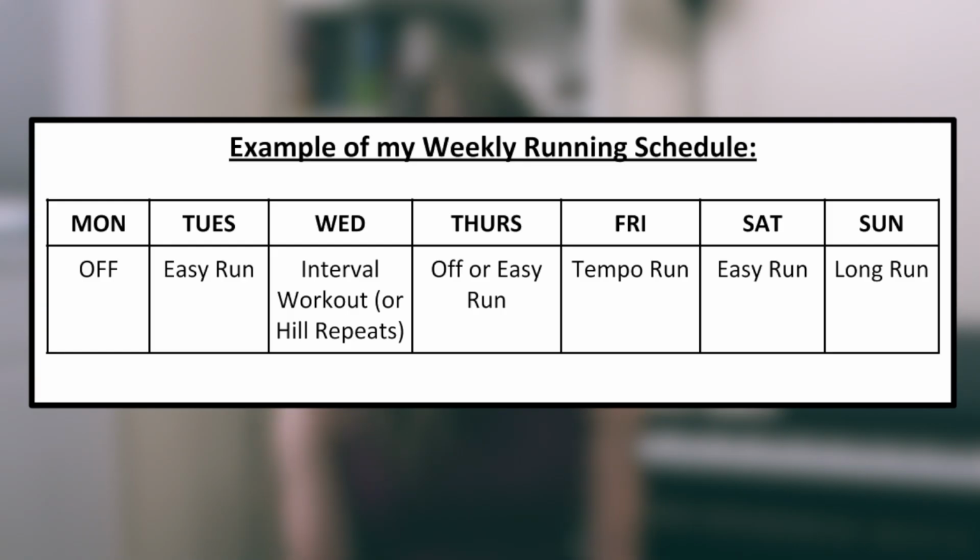I really wanted to give you an example of how I structure my weekly runs and where I fit my speed workouts in. Monday I take off. Tuesday is an easy run. Wednesday is usually an interval workout. Thursday is an easy, or I can take off if I really need the rest. Friday is my tempo run. Saturday an easy run, and Sunday my long run.